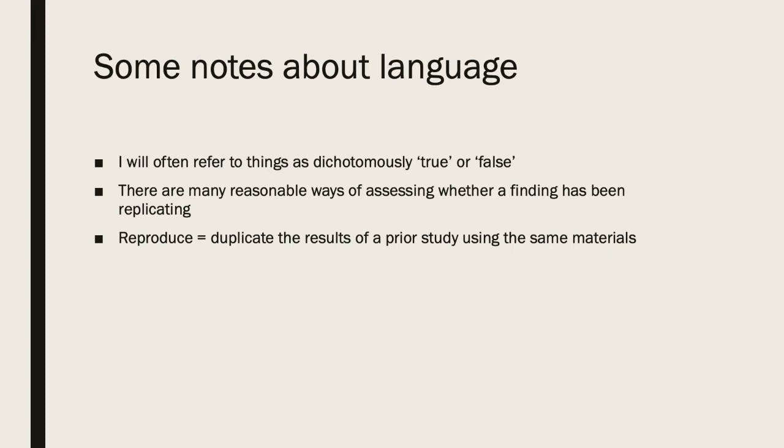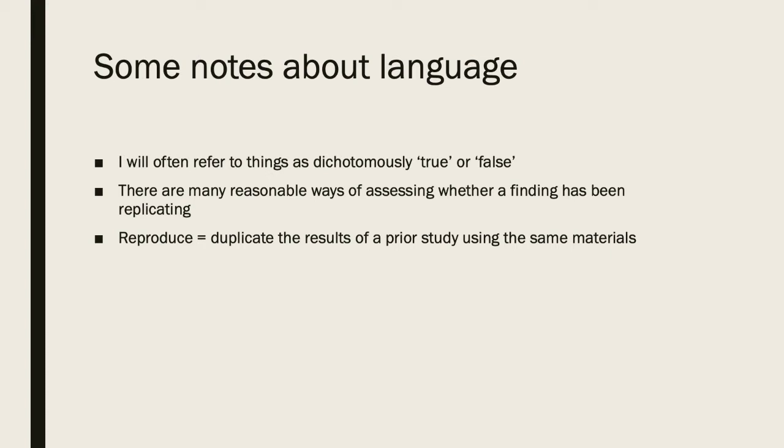There's also some confusion around the difference between reproducibility and replicability. So today I'm going to try to use the term reproducibility to refer to the practice of duplicating the results of a prior study using the exact same material. So this would be equivalent to somebody sending you their data and their code, and you ran everything, and you got the exact same result.